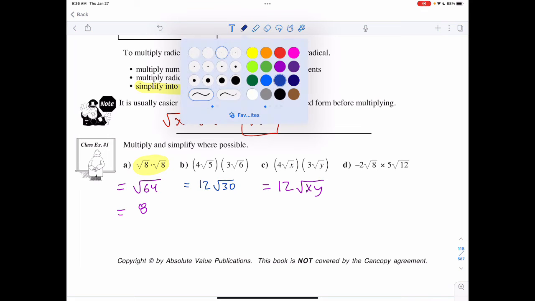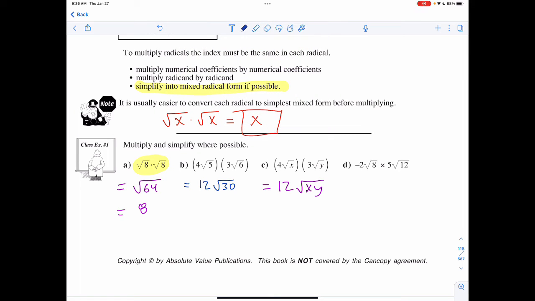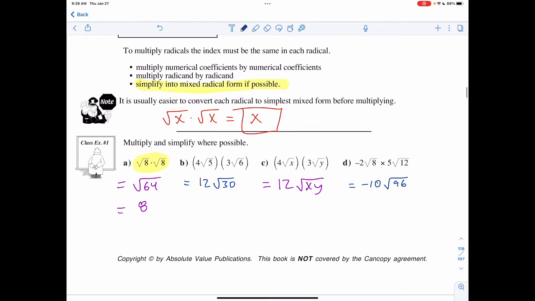Last but not least, when I go to example D, negative 2 times 5 is going to give me negative 10. 8 times 12 is going to give me 96. And 96 is factorable by a perfect square. Negative 10, and this is going to simplify to 4 root 6. So negative 40 root 6 should be my final answer. Always, always, always simplify at the end if it is possible.